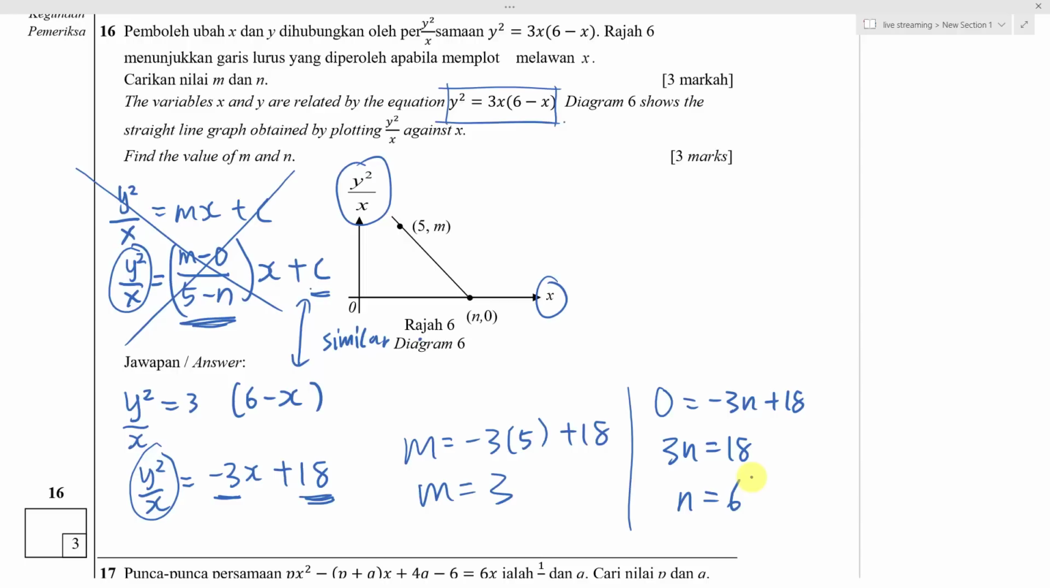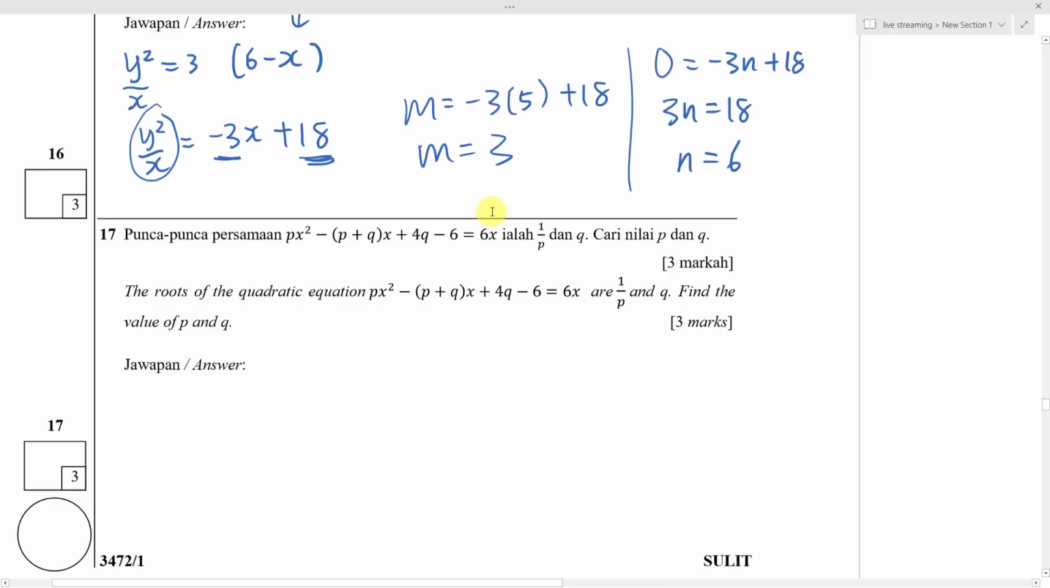You must be very careful because some students might think this is the xy coordinate. So when they substitute into the y squared over x, they will do something like m squared over 5 equals negative 3 times 5 plus 18. Never do this, okay? Because you are no longer at the xy axis. This is not the y-axis, this is y squared over x axis. That means your m value here is a y squared over x value. Okay, you must be very careful about this. Okay, next one.